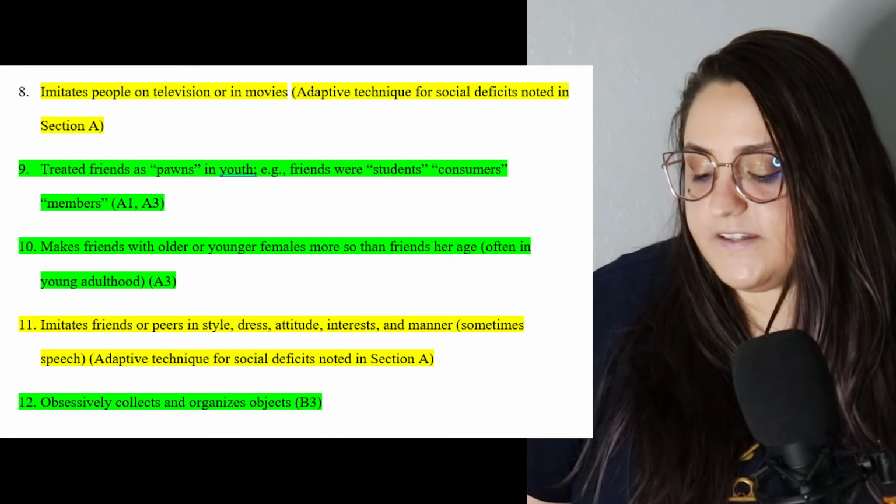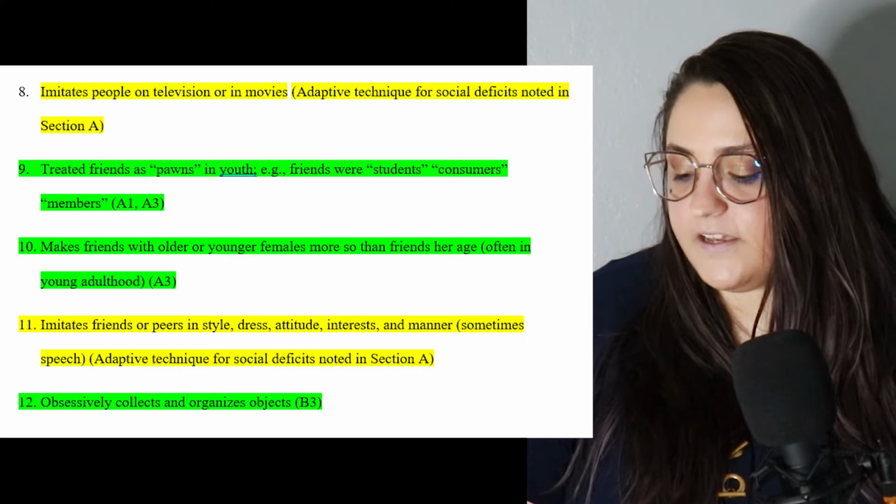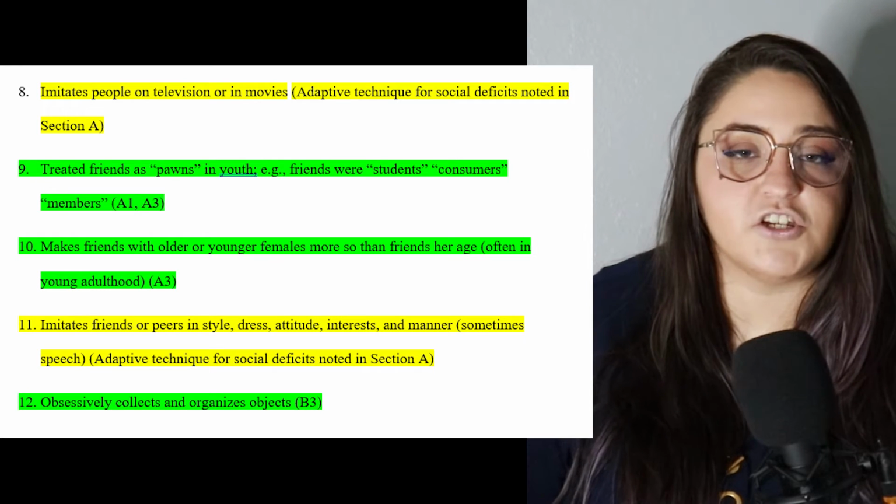Again, yellow, imitates people on television or in movies. I think this is an adaptive technique for social deficits, again noted in section A.